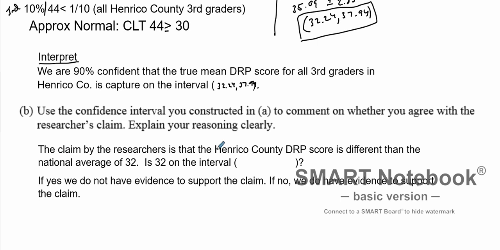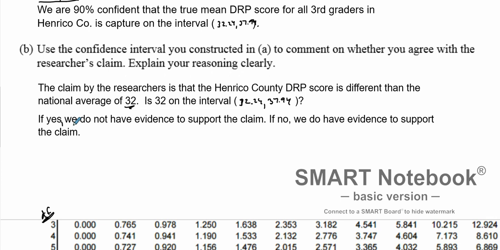Well, the claim by the researchers is that Henrico County Schools is different, that the DPR score is different than the national average, which is 32. Is 32 on the interval 32.24 to 37.94? Now the question is, is it on the interval? Because if yes, we do not have evidence to support their claim. If it is in between this interval, then obviously 32 could be plausible, so it wouldn't be different. But if no, which it appears it is, 32 is not on this interval. So that means no.